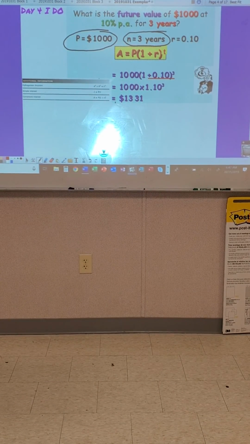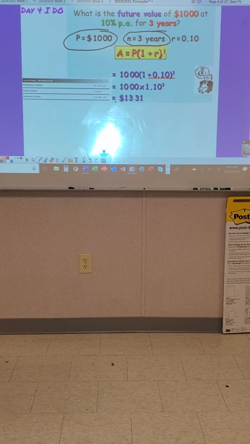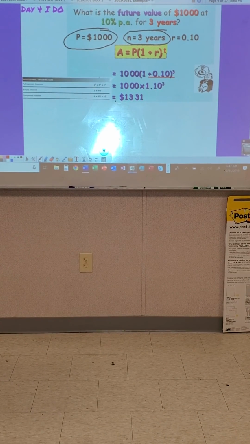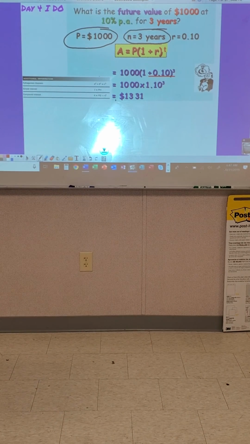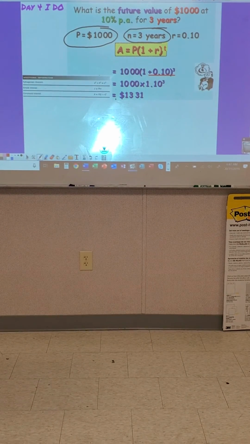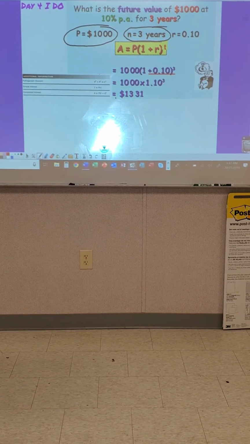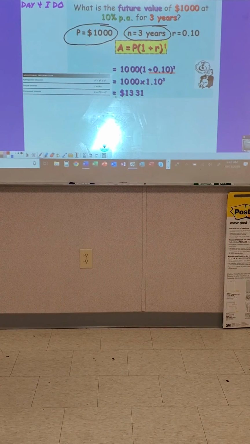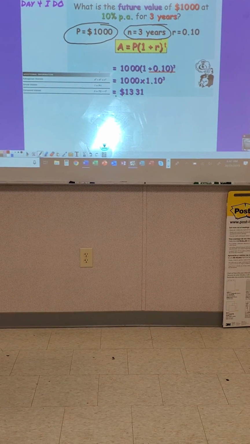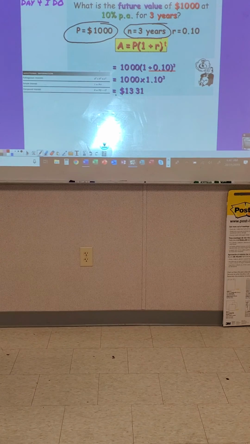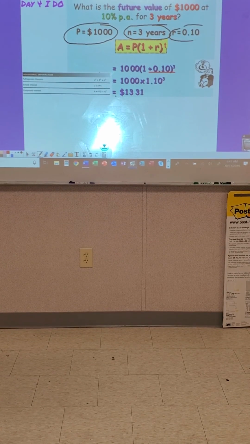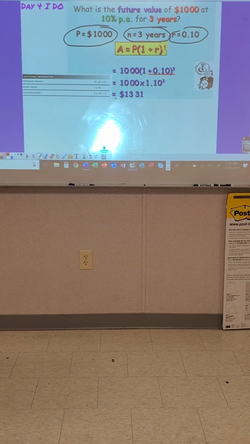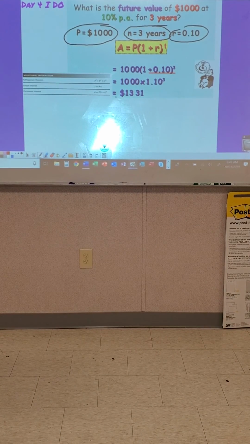Yet, if we look down in the yellow, there is no n, but we have a t. Well, that's because the lowercase n stands for the number of years. So, we're really dealing with time, so that's why we have a t as the exponent. Alright, and then our rate, 0.10. That's 10% expressed as a decimal.